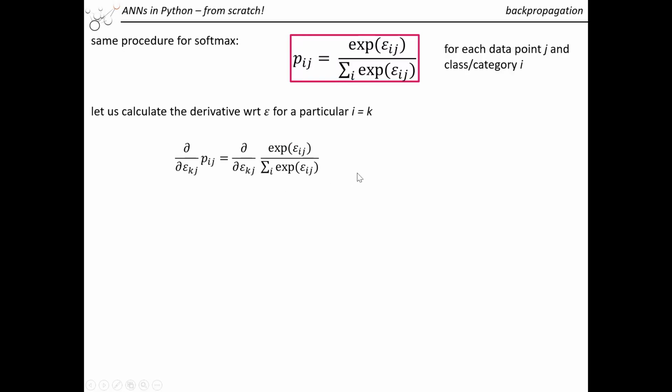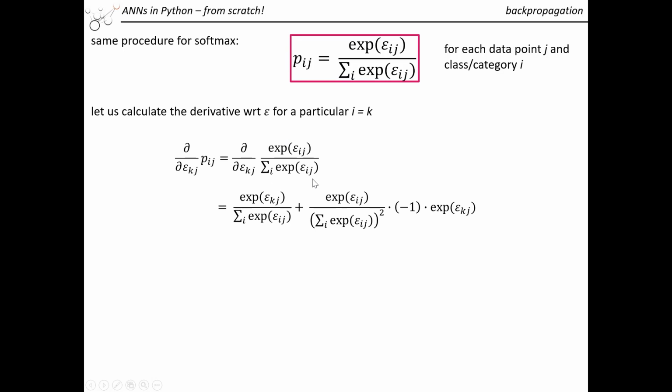Then we see that the derivative will actually split up into 2 parts. We just apply the product rule because we have the exponential multiplied with, in the denominator, the sum to the power of -1. So we just apply the product rule. We just leave the second factor as it is and only calculate the derivative of the first factor. This gives us 0 unless i equals k. And then we have to calculate the derivative of the exponential, which gives us the exponential. So we leave this part as it is.